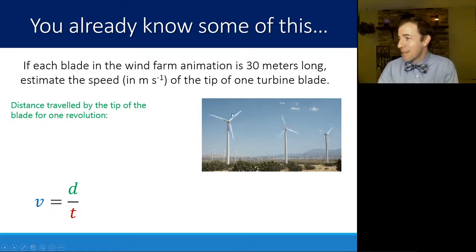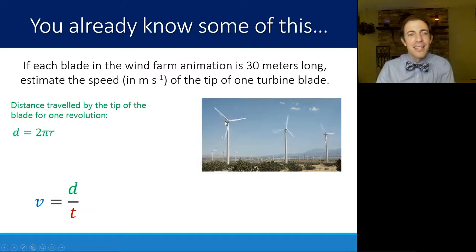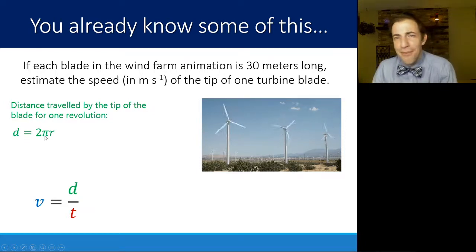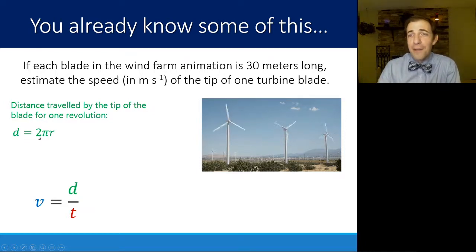Here, the blade goes to the center, so we know that the radius is the same as the blade length. And if we know the radius, we can find this total distance. It's just the circumference of the circle, which you might remember is 2 pi r, or pi times the diameter. Either way you could say it.